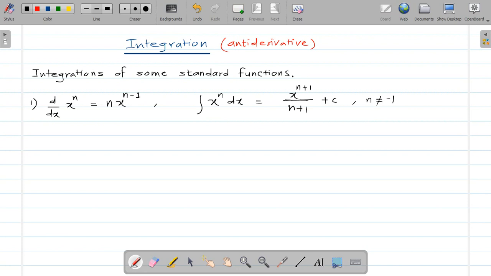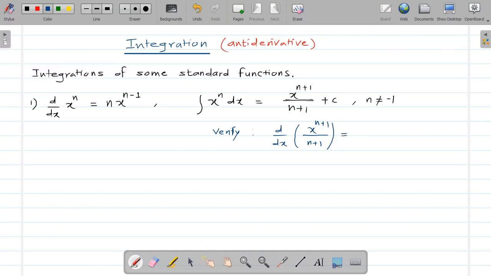So the derivative of x raised to n is n into x raised to n minus 1. By this knowledge, we will evaluate the integration of x raised to n, which is equal to x raised to n plus 1 upon n plus 1. Now how will you verify this? To verify this, if you want to recheck this, then see, if you find out the derivative of x raised to n plus 1 upon n plus 1, then what will you get?